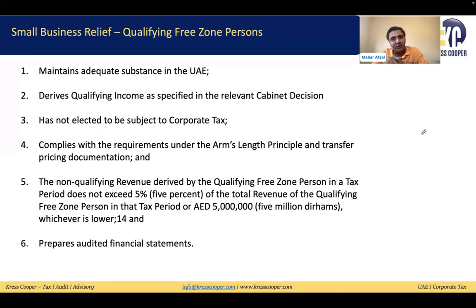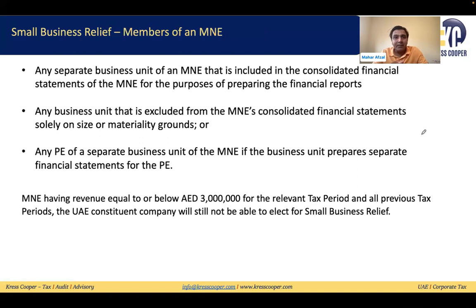These are the 6 conditions that we were just discussing for the qualifying free zone person. The person maintains adequate substance in the UAE, which we have already discussed, derives qualifying income, has not elected to be subject to corporate tax, complies with the arm's length principle and transfer pricing documentation, satisfies the de minimis test and has audited financial statements. These are the 6 conditions. If these 6 conditions are fulfilled, we can say the person is a qualifying free zone person. And if the person is a qualifying free zone person, the person cannot opt for the small business relief.